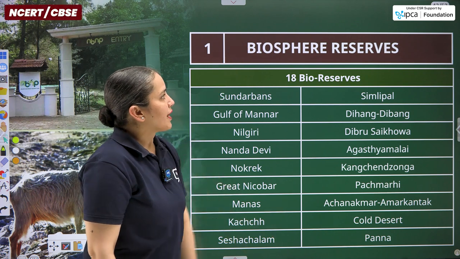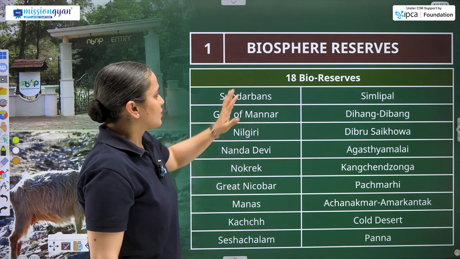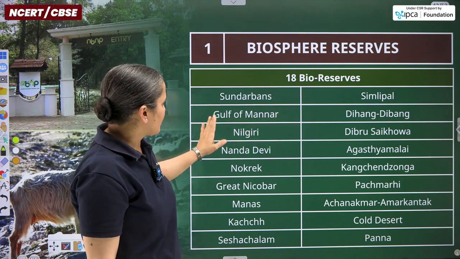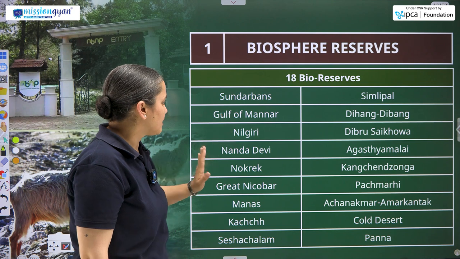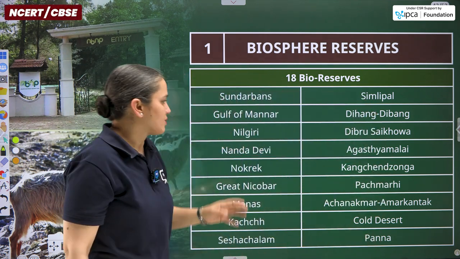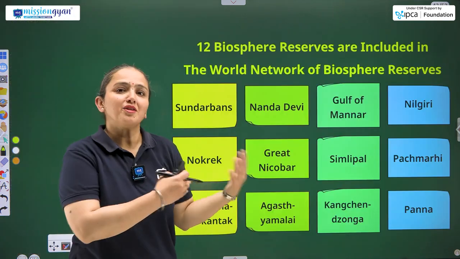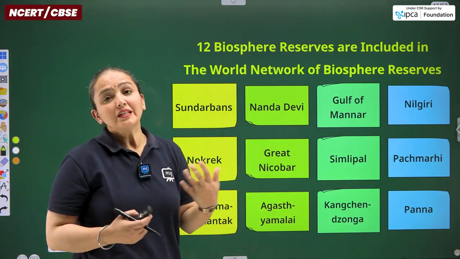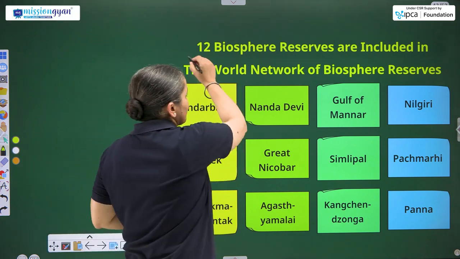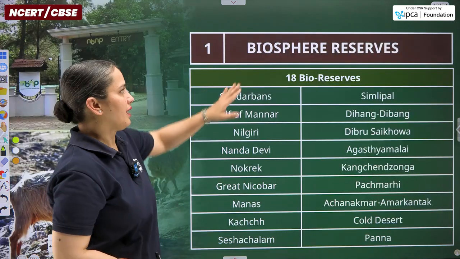So these are the biosphere reserves. We are going to talk about 4 of these individually. So these are some 18 biosphere reserves. We do have their names: Sundarbans, Gulf of Mannar, Nilgiri, Nanda Devi, Nokrek, and we do have the further list as well. So in total we do have 18 biosphere reserves. It means the government has created these for the conservation of flora and fauna, and 12 biosphere reserves. But still, out of those 18 or 19, how many were there? 18 were there, right?